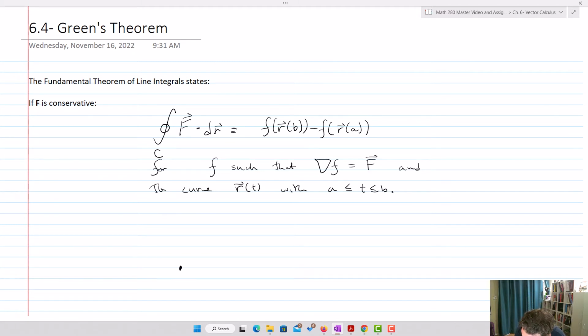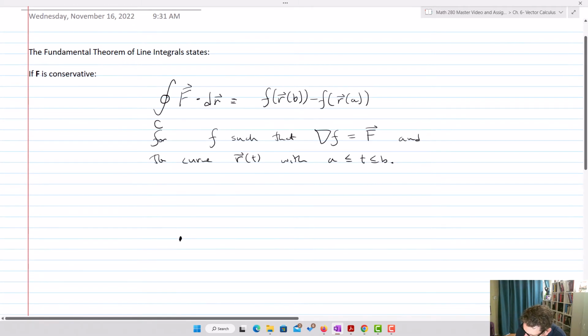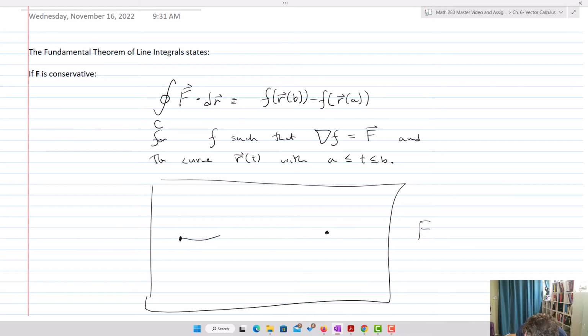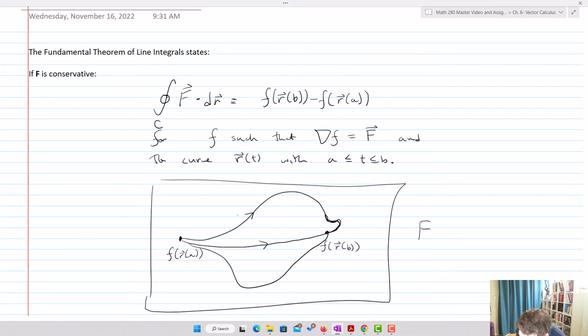So we imagine that we've got our conservative vector field, whatever it looks like. Here's our vector field, F, and I've got my curve, and as long as it's simple and connected, right? We have some other things that we need, but say that that's the curve. Then all I need to do is figure out what this is here. That's f(r(a)) and f(r(b)), okay? In this case, it doesn't matter what the path is. We can use any path that we want.